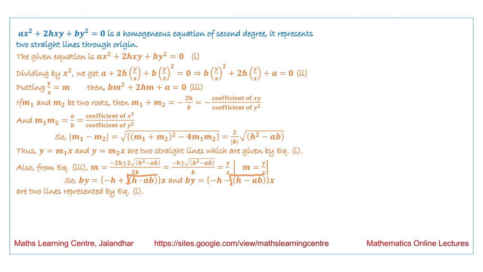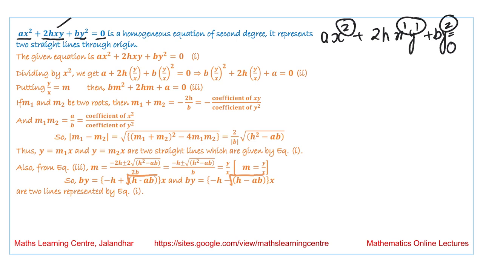So we are saying that if we have the equation of the form ax square plus 2hxy plus by square is equal to 0, clearly this is a homogeneous equation of degree 2. Why degree 2? It is ax square plus 2h x raised to power 1 y raised to power 1 plus by square is equal to 0. If we look at all these powers, the sum of these powers is 2. So this is a homogeneous equation, and we want to find the two lines whose joint equation is in this form.